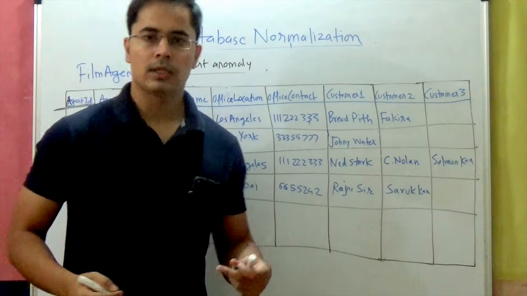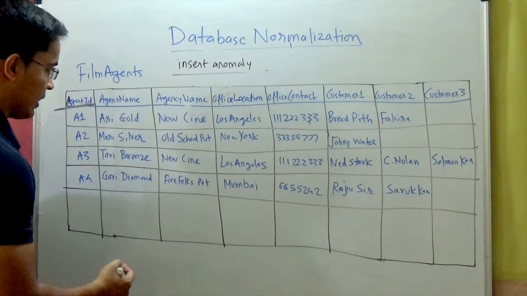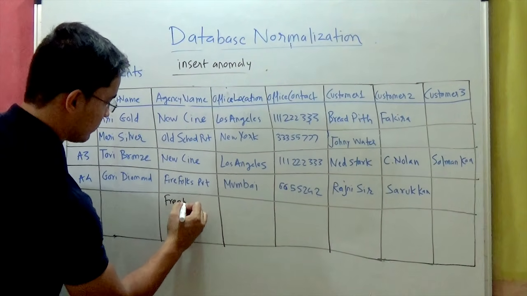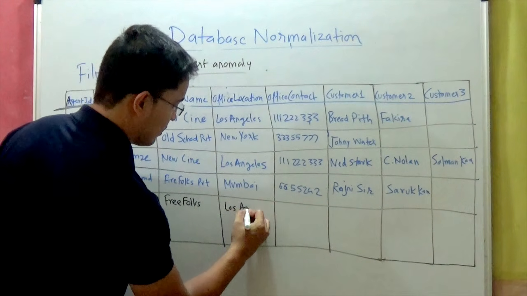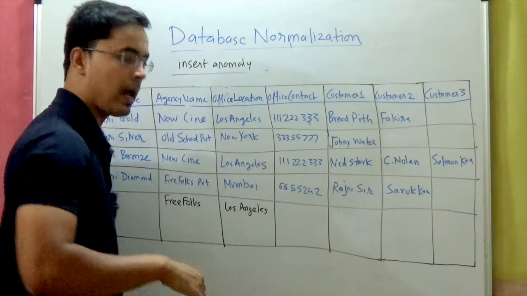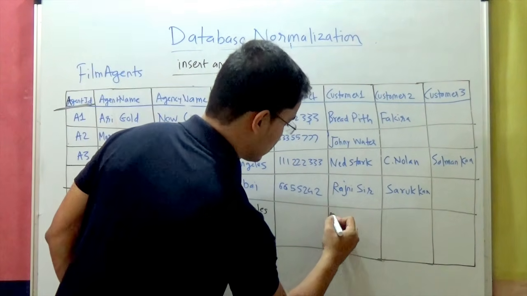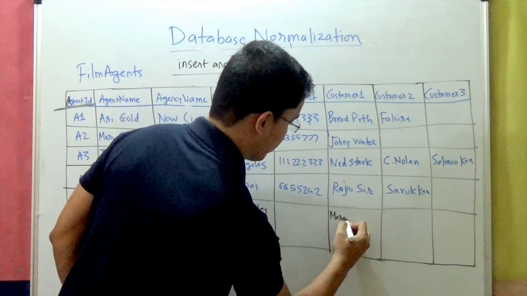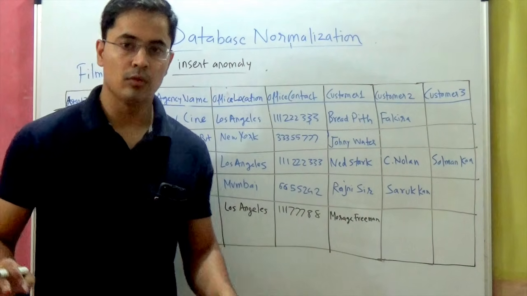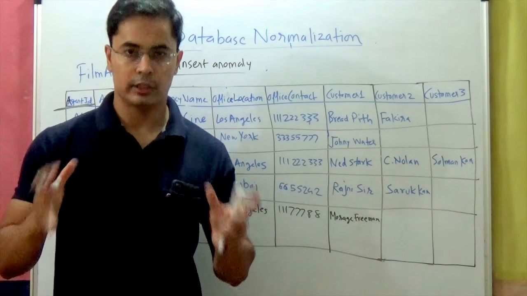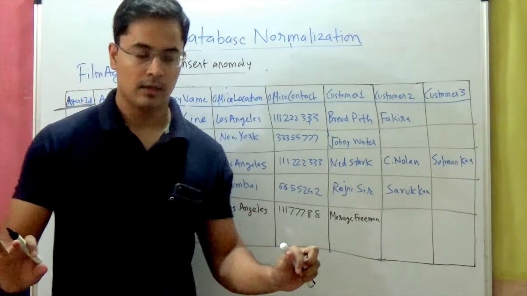So let's suppose there's a new agency in the market, called Free Folks. This agency is based in, let's say, Los Angeles. They have already acquired a client called Mortgage Freeman. The problem is, because this agency is new, they don't have a particular agent. They're still finalizing the contracts and all. So they don't have an agent.